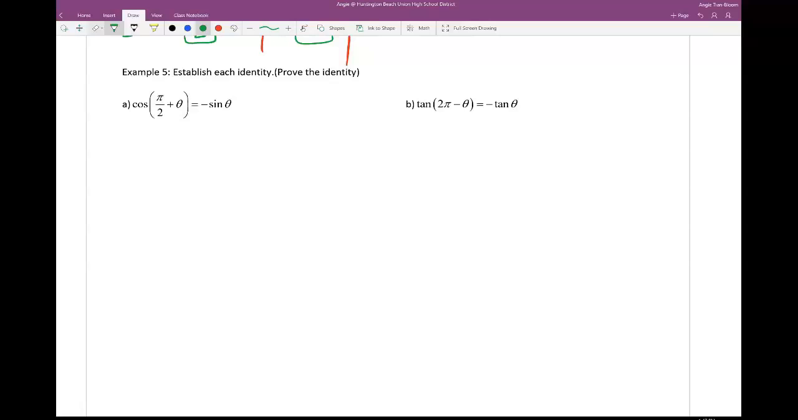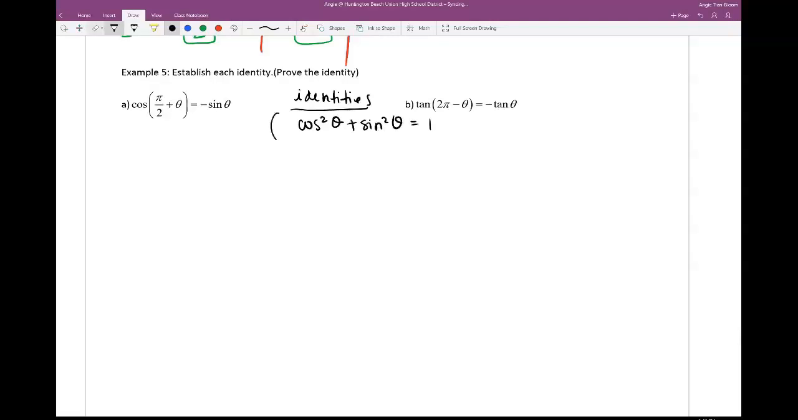Example 5. Establish each identity. That means we're going back to proofs. But before I start writing the proofs, let's write out all of the identities that we know already. Identities that we already know. Let's start with the basic one. Cosine square of theta plus sine square of theta equals 1. So we'll bubble this up.